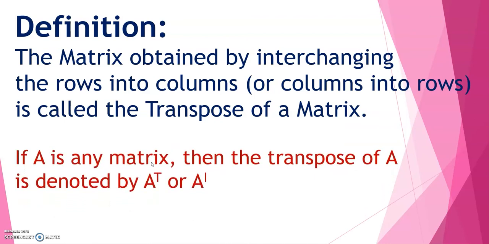If A is any matrix, then the transpose of A is denoted by A power T or A dash. So this is how we denote the transpose of a matrix. Either we write A power capital T or we write A dash. So let us see one of the examples of how to find the transpose of a matrix.